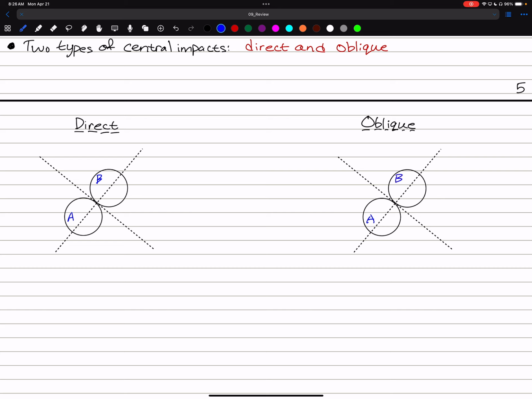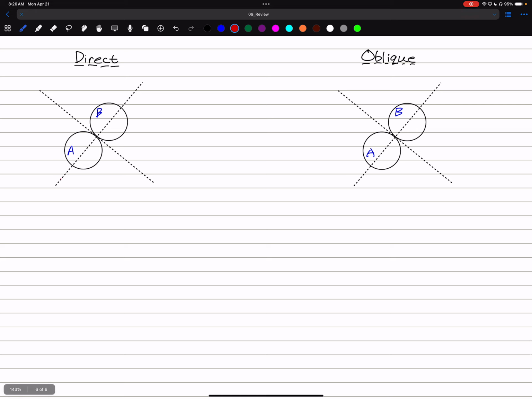The only difference between direct and oblique impacts has to do with the directions of the velocity, the direction that the two particles are moving. In direct impact, both particles are moving along the line of impact. So their velocity vectors are pointing along the line of impact. And then in oblique, their velocity vectors are not pointing along that line of impact.